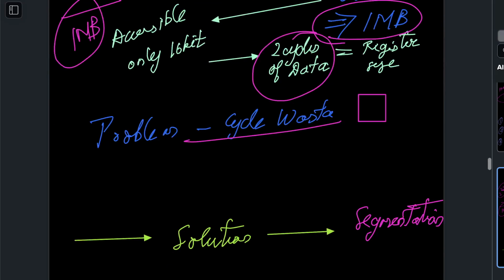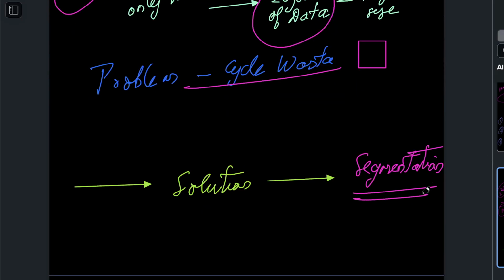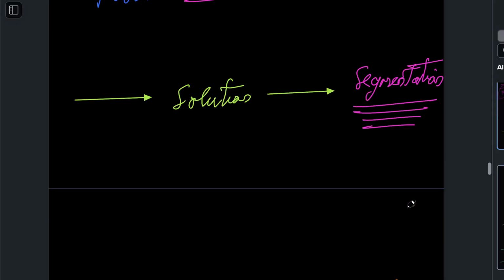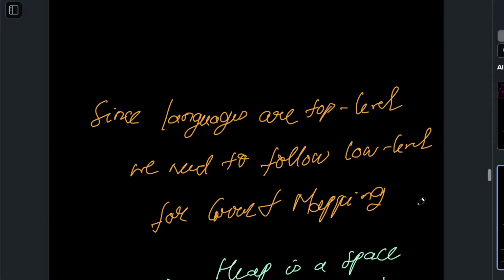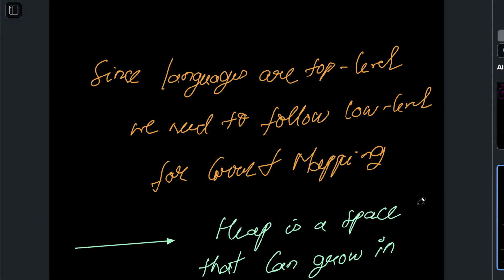The solution for this is something called segmentation. This is a virtual concept. We don't actually have segmentation in the memory. The memory is one unified block, irrespective of RAM or ROM, hard drive or external drive. It is just one unit block.